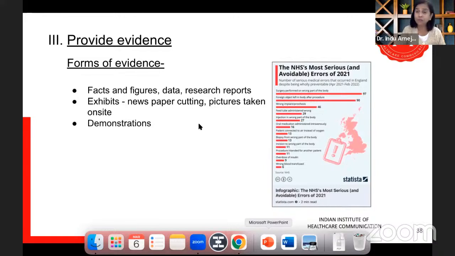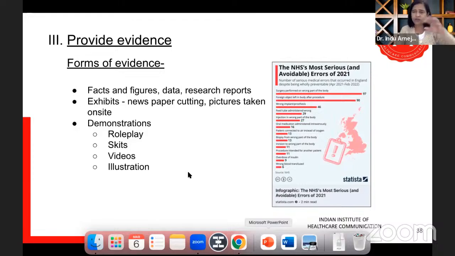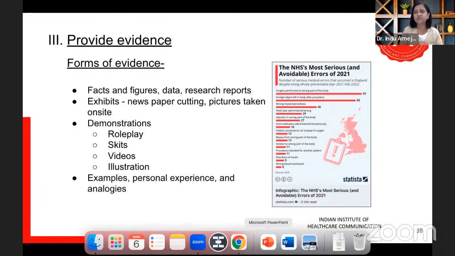Things like demonstration. When you give a demonstration or ask them to do something, things like role plays, skits, videos, and illustrations help to showcase what the reality is. And sometimes even some videos you capture, or you have a CCTV camera and you show some of the clippings to your audience, they will know that what you're talking about is on the basis of evidence.